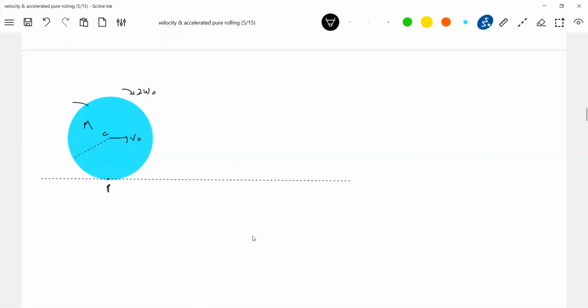What is this? Let it be a ring. So let me take a disk or solid sphere, and this is rough. Tell me what conditions will come. Velocity of point P, we'll proceed like this. This is the velocity of point P. This is V naught. What is the tangential velocity?